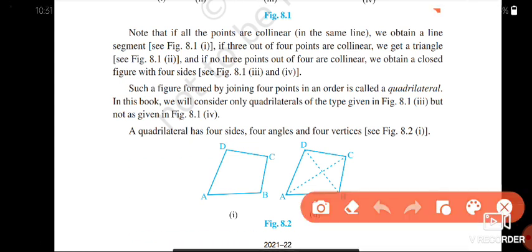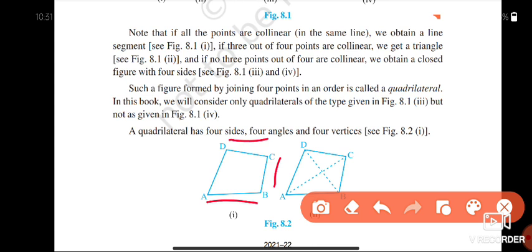In this figure, you have four sides, that is side AB, BC, CD and AD. Then you have four angles, that is angle A, angle B, angle C and angle D. Again you have four vertices, that is A, B, C and D. What do you mean by vertices? Vertices means the corner points formed by two line segments. A corner point which is formed by two line segments is known as a vertex. Okay, so this is the definition of a quadrilateral.